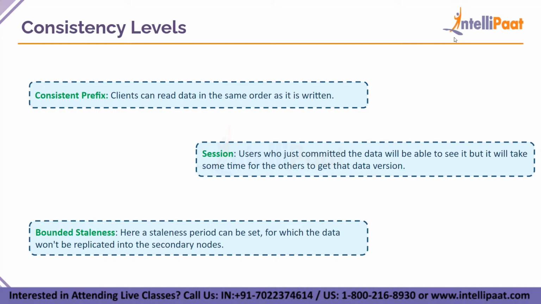Then bounded staleness. In bounded staleness, we can set the staleness period for which the data won't be replicated to the secondary node. So if I set the bounded staleness to 2 hours, once I commit the data, it won't be available to anyone for 2 hours. It will only be available after 2 hours, so that the data is updated everywhere. I can set the staleness period to anything that I want. If I set the staleness period to 0, it becomes strong consistency.